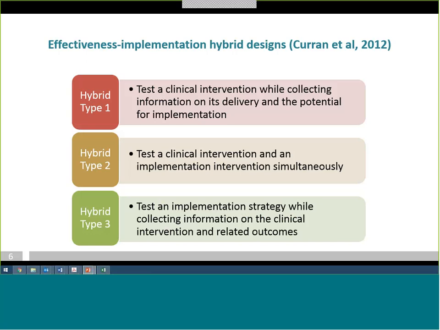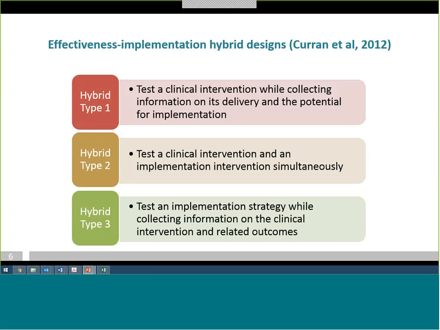So I'll try to describe them, and I look forward to hearing from others if you have a different interpretation of how Kern described those designs. Essentially, the hybrid 1 design is the type of study where we have some data on the preliminary effectiveness, or more importantly, the efficacy of a clinical intervention, and we're at the point where we want to do our phase 3 trial to look at effectiveness.